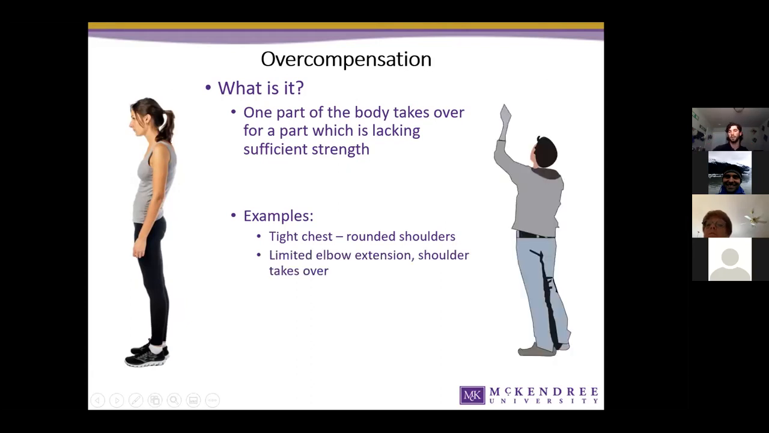Another example is limited elbow extension. I actually dealt with this myself because I had surgery last year in February. I had Tommy John surgery, not that fun. Basically what happens is when the elbow cannot fully extend or fully straighten, your shoulder compensates and finishes the reaching motion that your elbow cannot do.